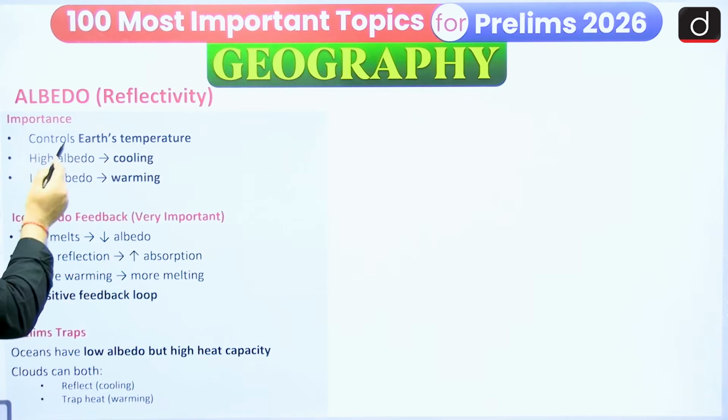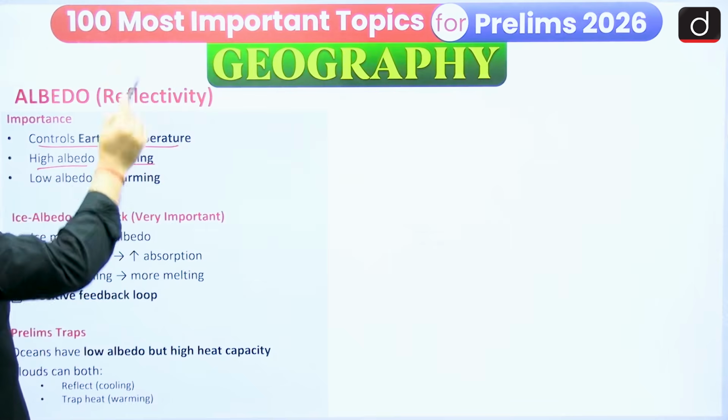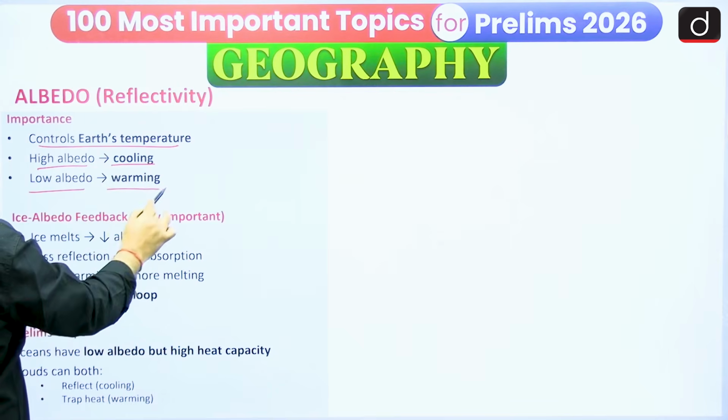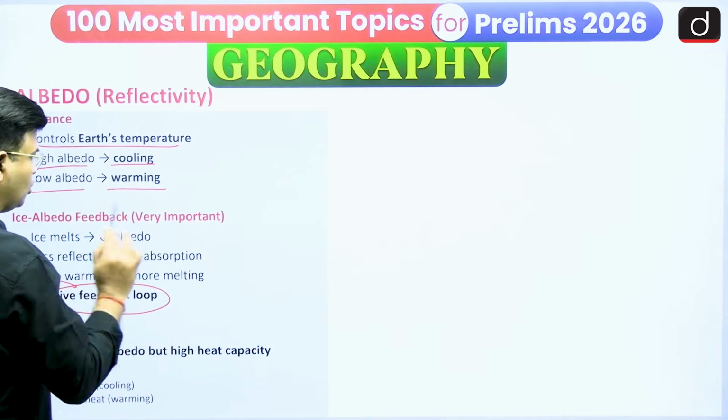Here, albedo controls reflectivity, and that controls the Earth's temperature. High albedo, more reflecting, means cooling. Low albedo means warming. So now we have to understand what the positive feedback loop is with ice.